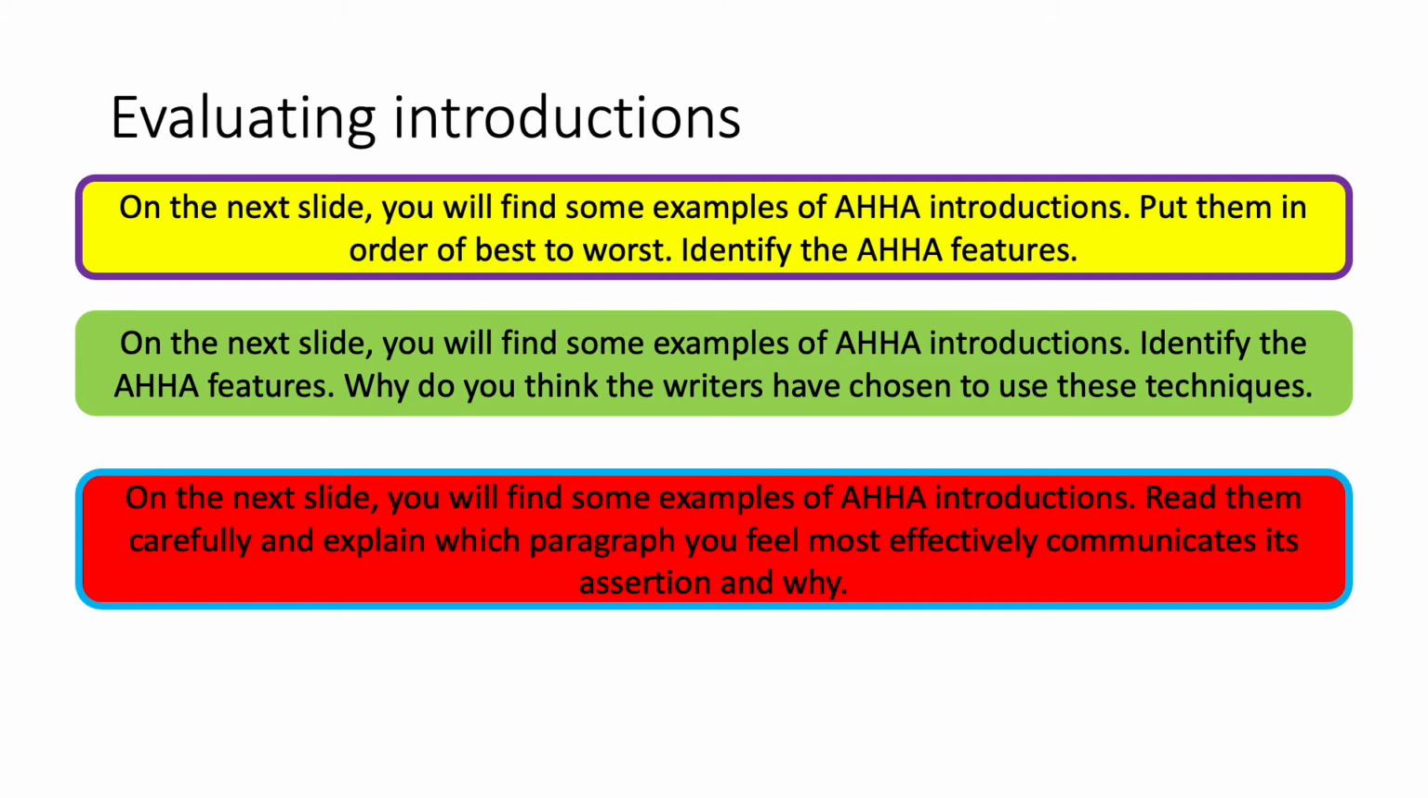If you are in yellow or purple groups, you need to have a think about the order of the statements from best to worst. So which one do you think is the best? Which one do you think is the worst? Which one is in the middle? And once you've done that, you need to identify the AHA features. And you can write those in your book with a quotation next to them.